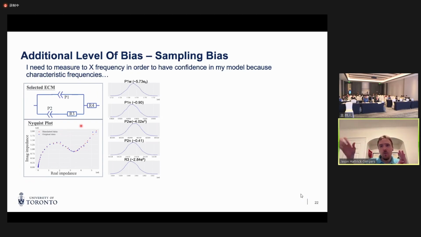EIS measures to very low frequencies, like millihertz. And so a single EIS measurement could take an hour, could take an hour and a half if you have to go down to these low frequencies. The question, though, is do you have to go to these low frequencies?